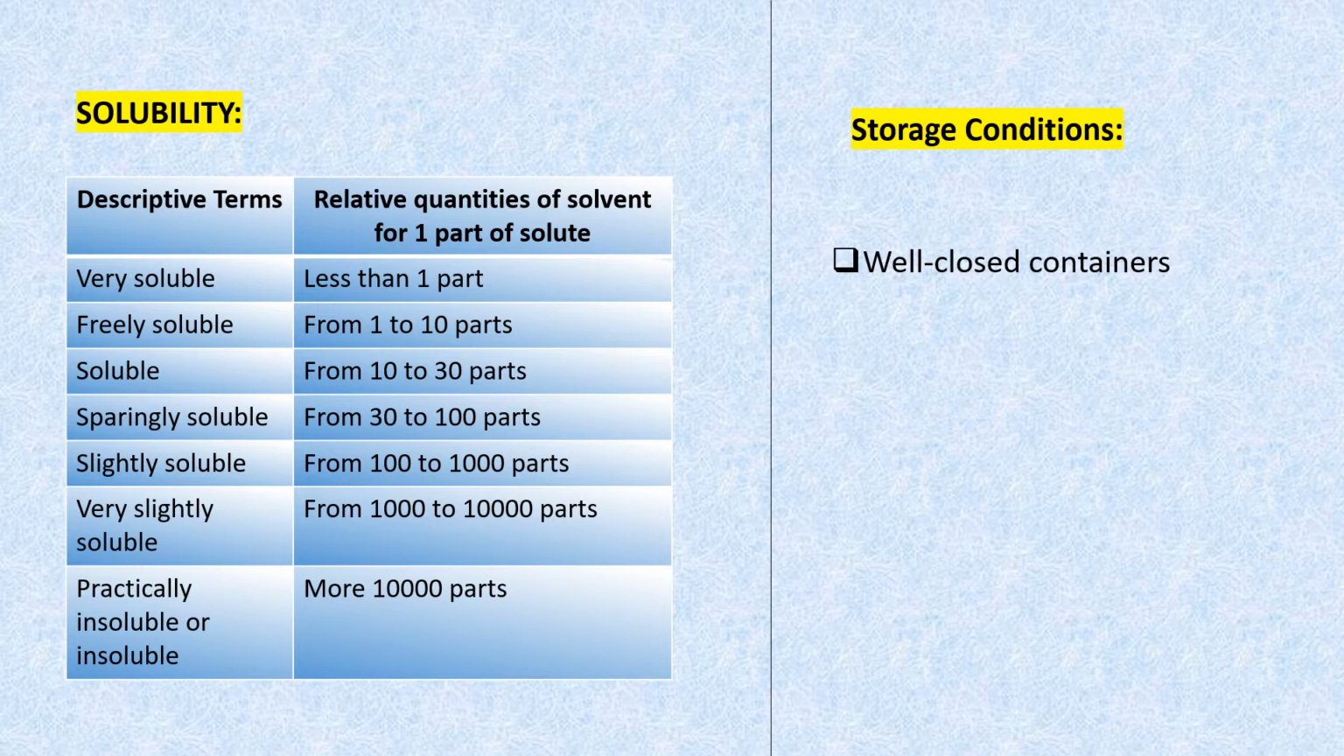It is a stable compound. Stable means it is not affected by your moisture, it is not affected by light, it is not affected by atmospheric oxygen, etc. That is known as well closed containers. Second, tightly closed container means the drug is affected by atmospheric oxygen, air or moisture.